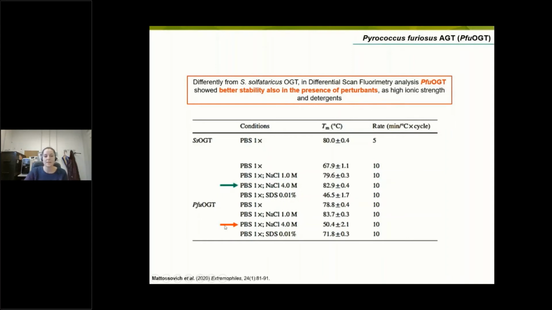And also in this case, Pyrococcus OGT seems to be more stable, apart from the condition of high ionic strength, in which Saccharolobus solfataricus seems to be more stable. And this is because there are different stabilization mechanisms occurring inside the structure of the two proteins.